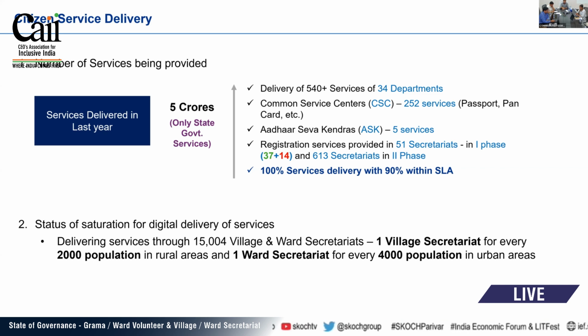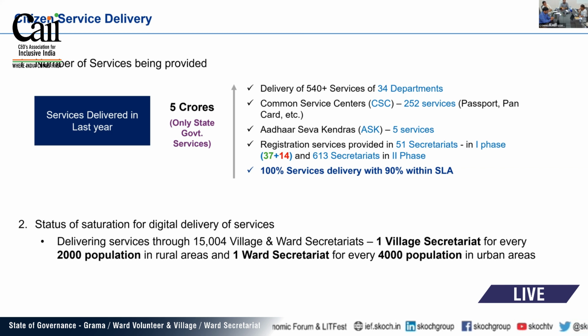So the same model, if implemented at the village level, could be revolutionary. That was the idea and mindset behind bringing up this model by the current government and the current Honorable CM sir. They brought this model of one secretariat for 2,000 people in rural areas and one secretariat for 4,000 people in urban areas. So the total comes to about 15,000 secretariats, with 11,162 in rural and 3,842 in urban areas, which are called village and ward secretariats respectively.